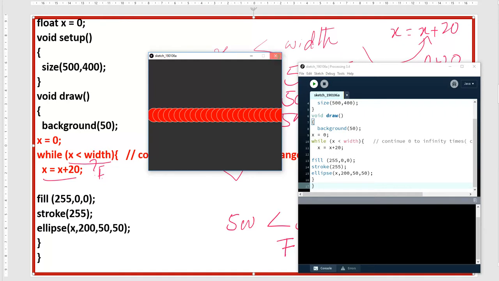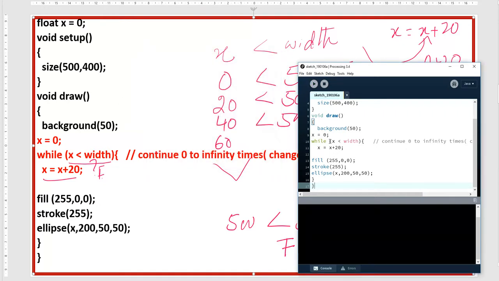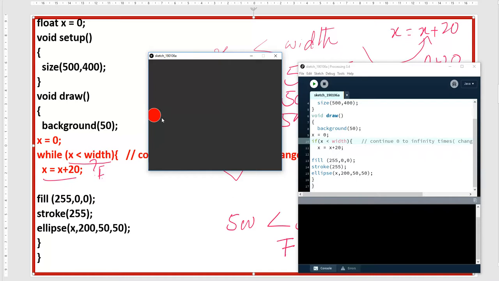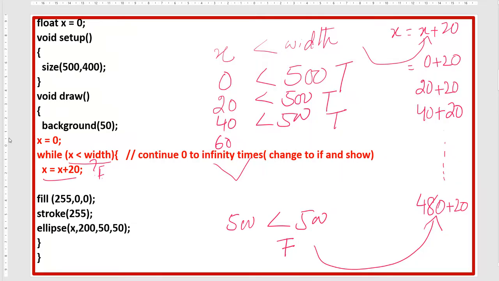Now the same scenario, everything is the same. I'm just going to change it to if. So I will show you what happens if I use if. I told you in an if condition you will get 0 or 1. So see, if x is less than width, x is 0, 0 is less than 500. So just go here and then it will be 0 to 20.